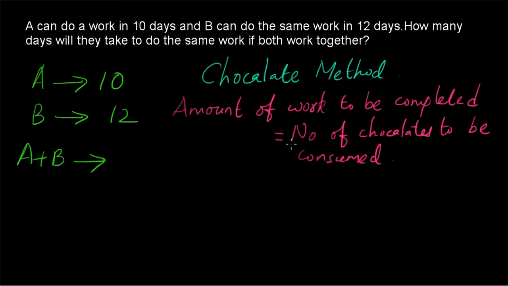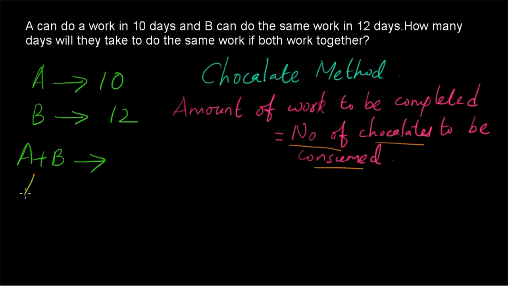So we will have the total number of chocolates to be consumed, and from that we will find out how many chocolates are consumed by A in one day and how many by B in one day. Depending upon that, we can easily find how many days will be taken if both A and B are eating chocolates together. It's an easy approach to these kinds of problems. So let's see how it works.